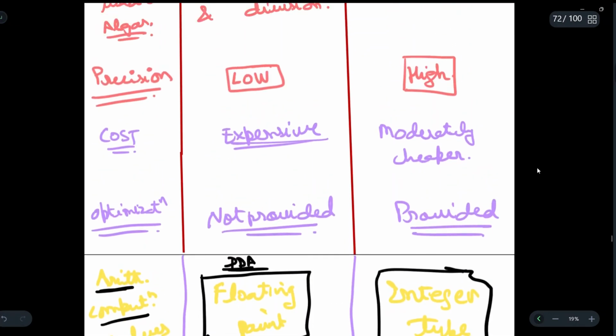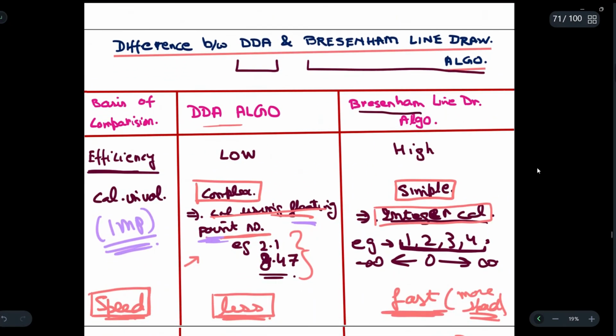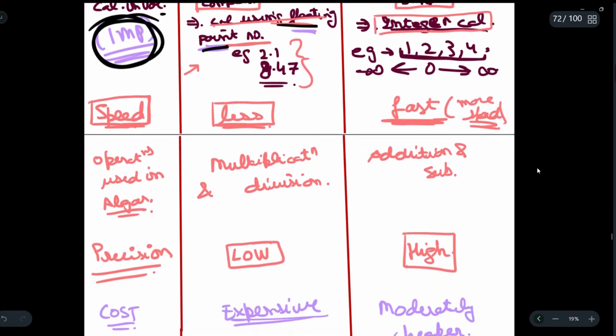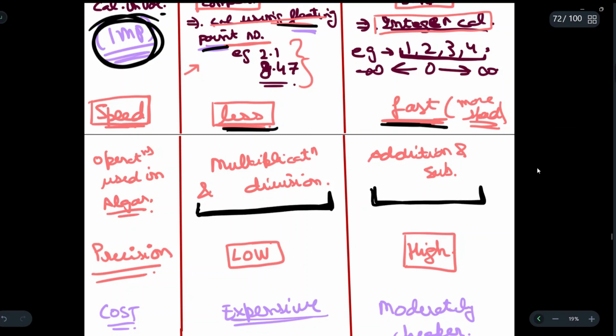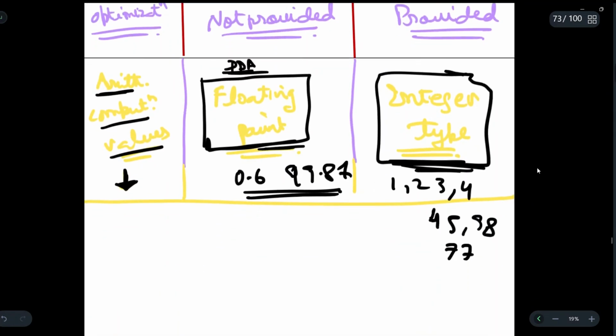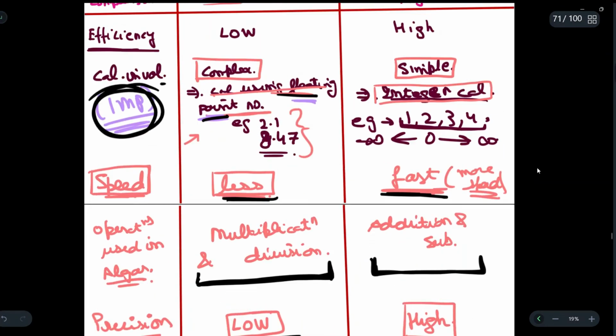So guys, these are the points of difference between the two, and remember that this point is very important. If you remember the second point, that they use floating point calculations, then you will be able to remember the speed, that is, which has faster speed and which has slower speed. DDA will be using multiplication and division, and Bresenham will be using addition and subtraction. Then precision will be low in DDA and high in Bresenham. And similarly, as we discussed earlier, these are all the points of difference.